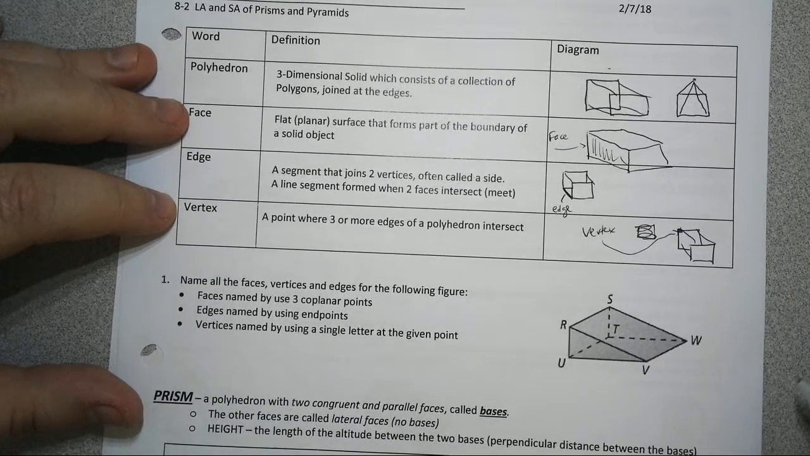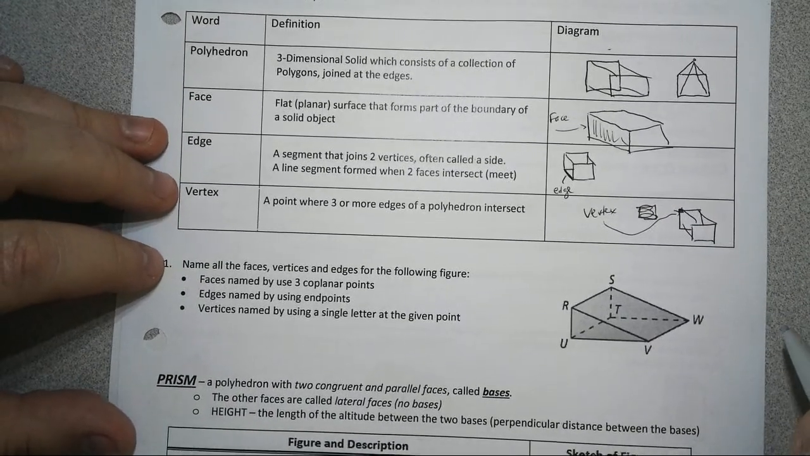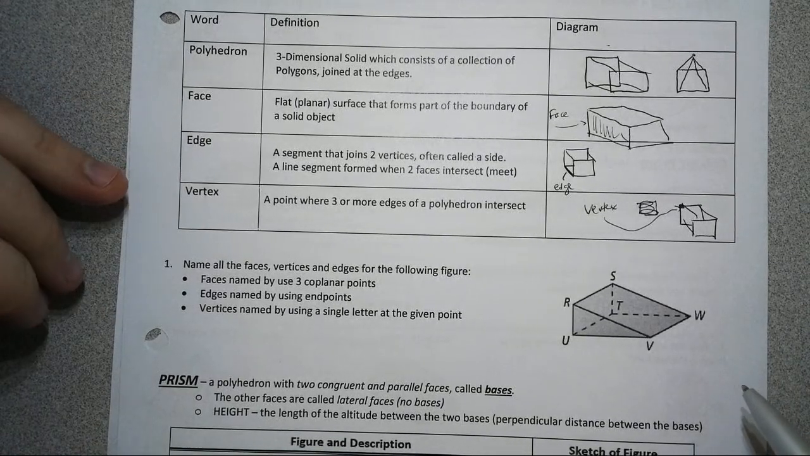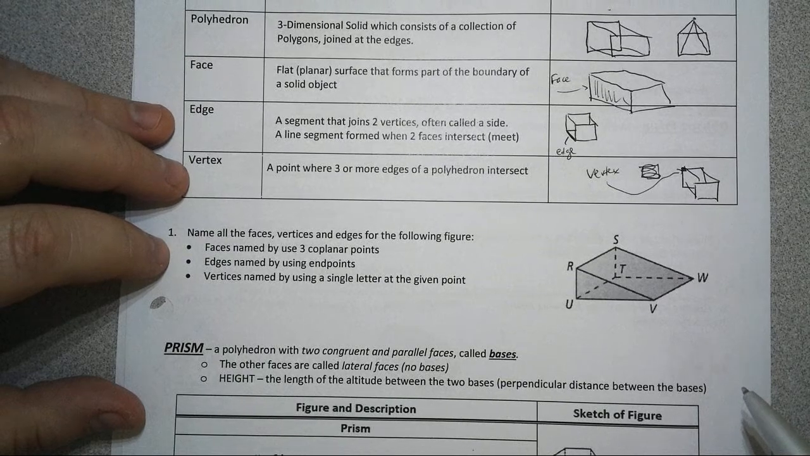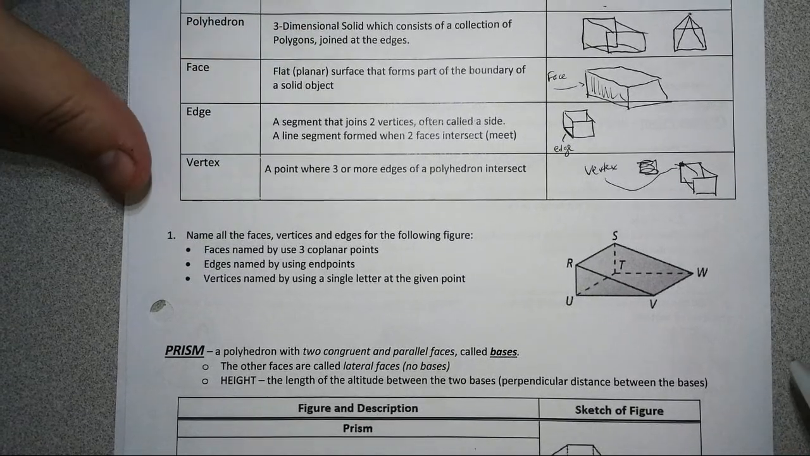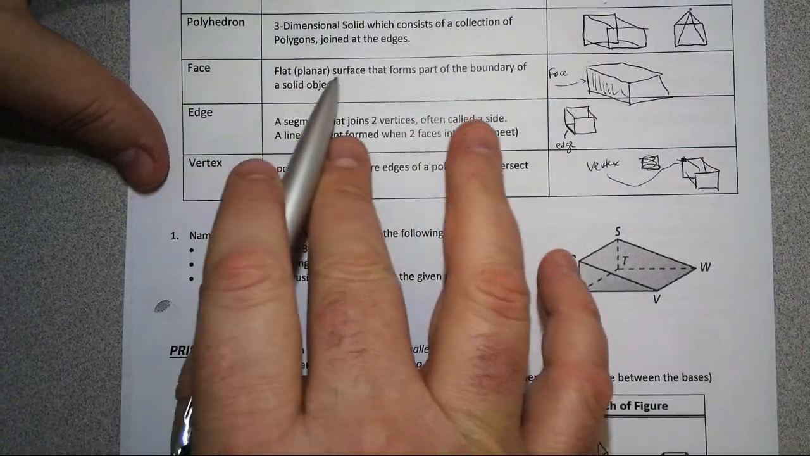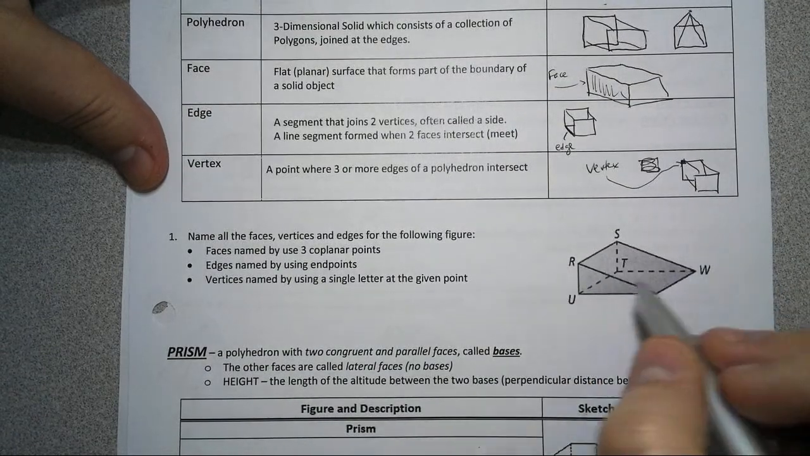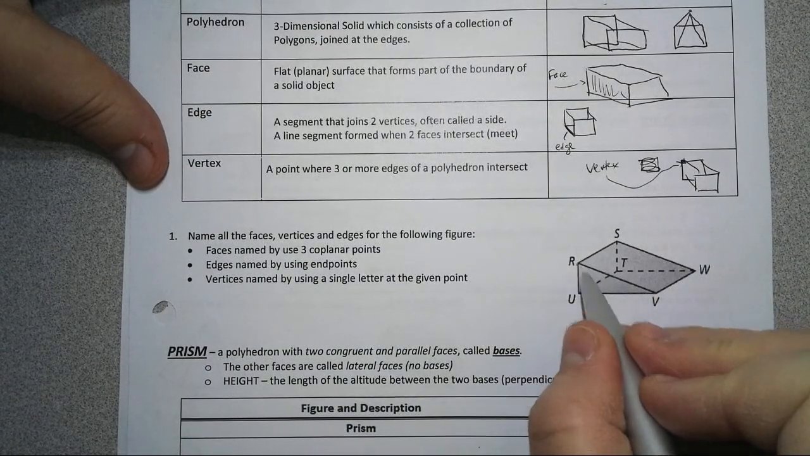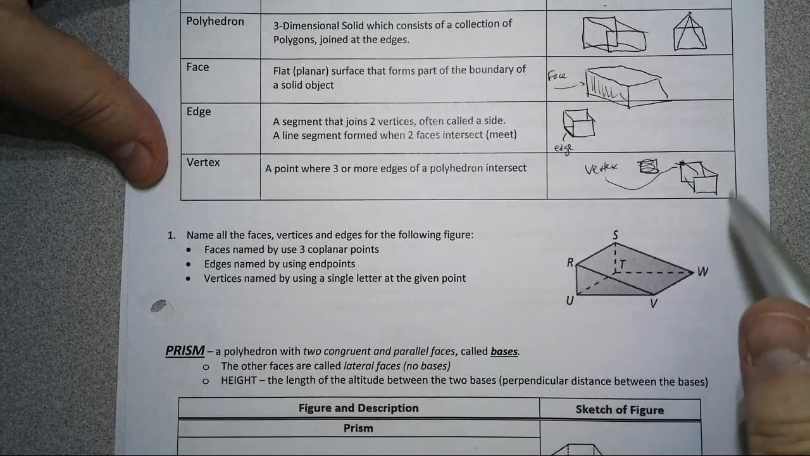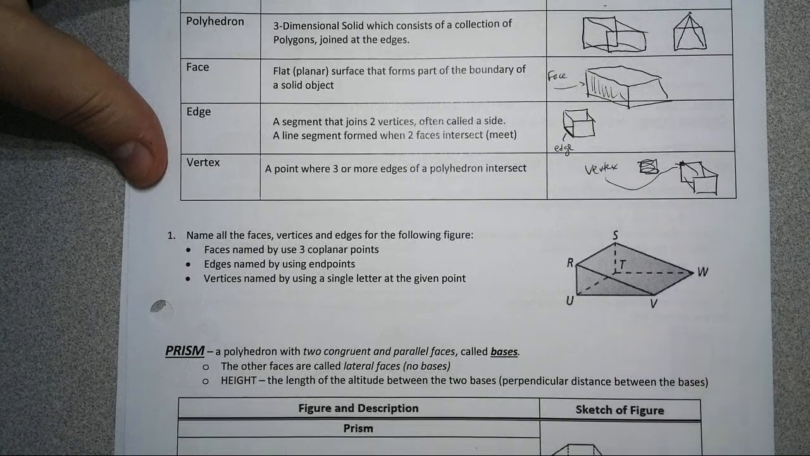All right? Okay, so name all the faces, vertices, edges for the following figure. So pause it here, take a look for yourself and go through it. See if you can name them, and then we'll go through it. So, coplanar means on the same plane, which means they're on the same face. When we talk about a planar surface, like a plane, think about, for example, this triangle right here, where the vertices on there are RUV. If you look at this rectangle right here, it's SRVW.